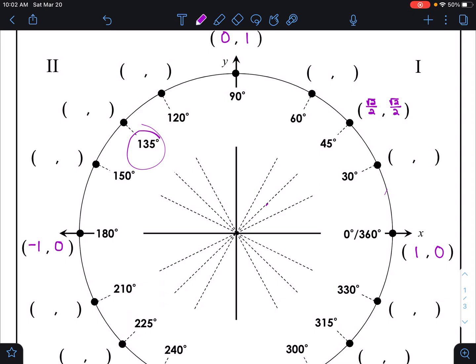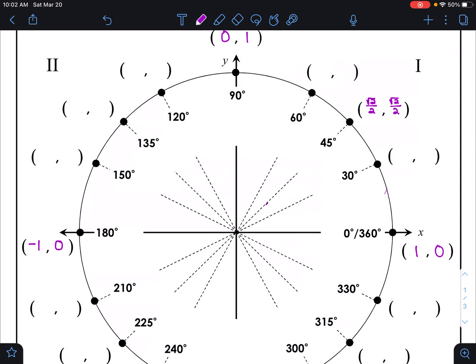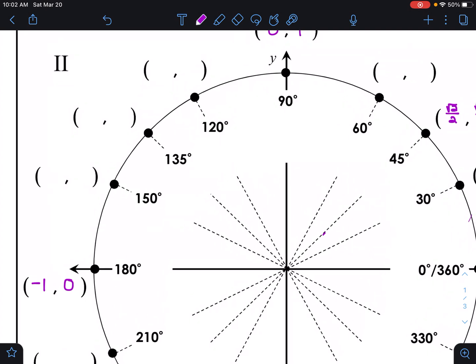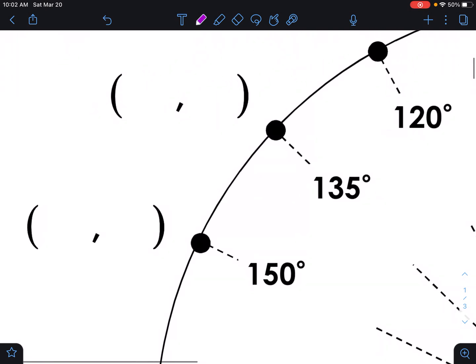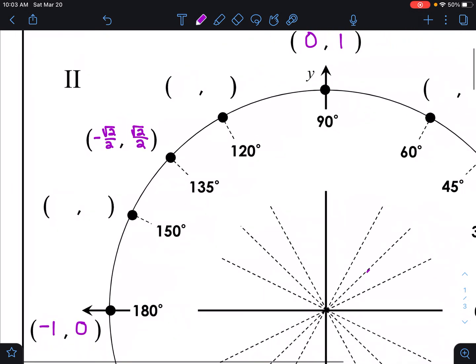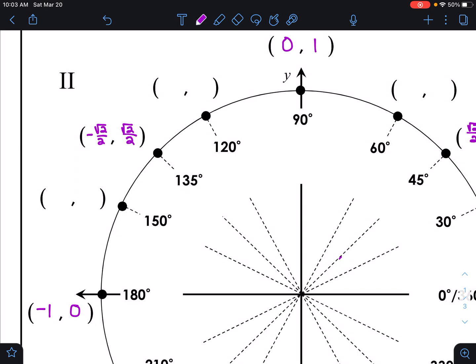And so I'm going to go over to 135. Well, this is in quadrant 2, and x is negative, and y is positive, right? This distance is negative, this is positive. So that means x is negative. This would be negative square root of 2 over 2. And y would be positive. All x values in quadrant 2 are negative, right?